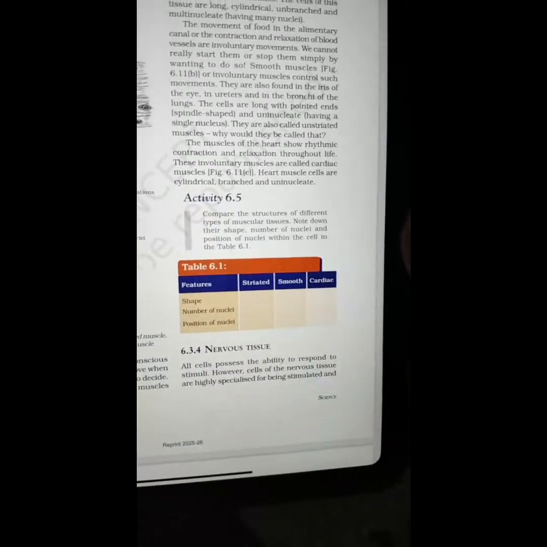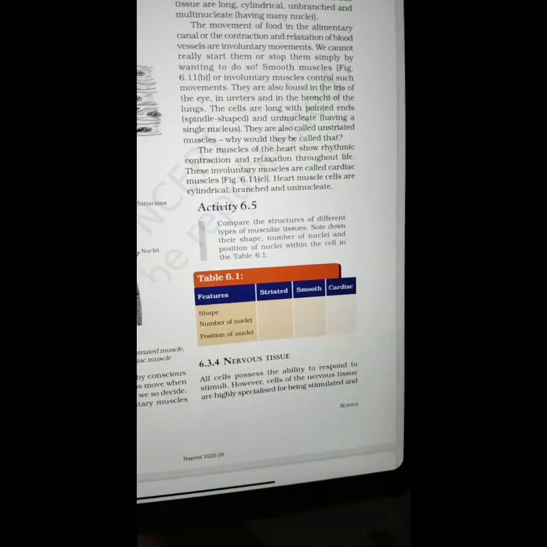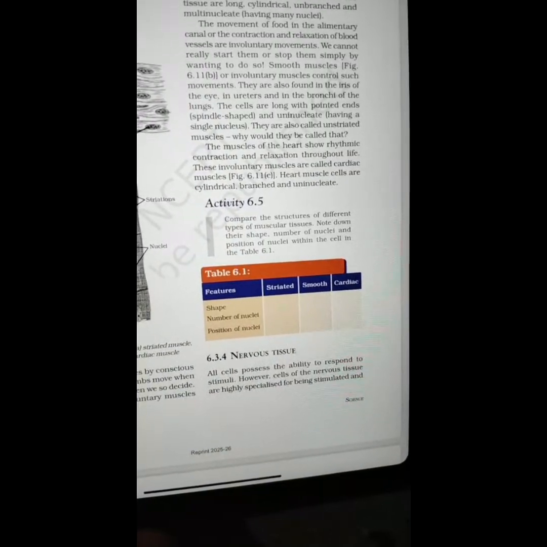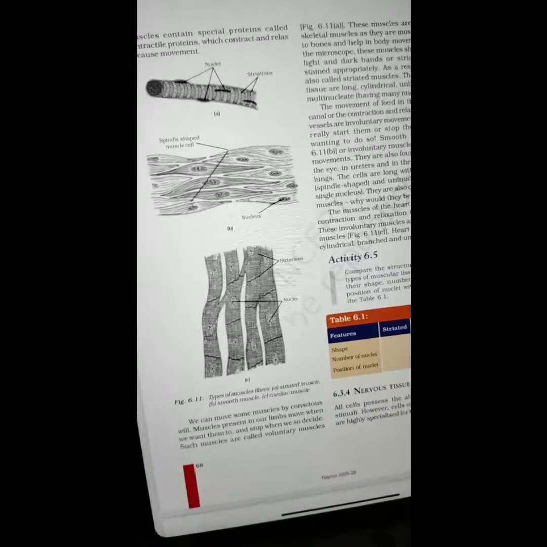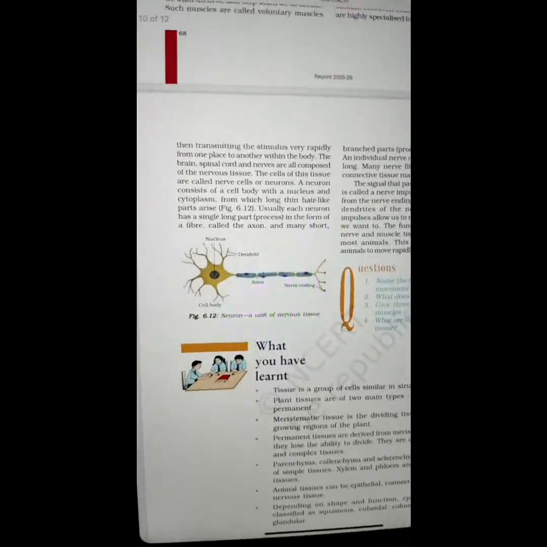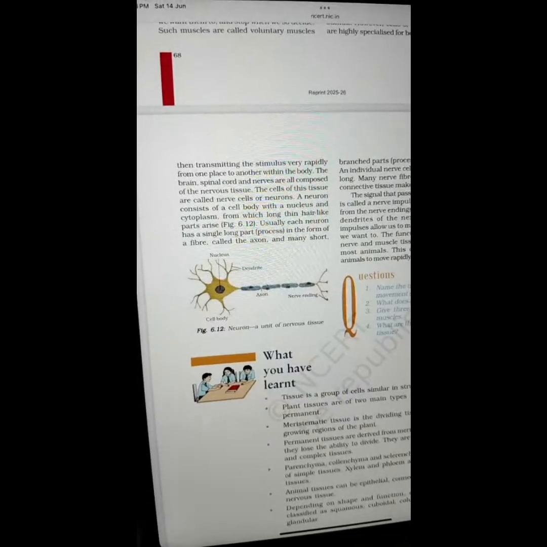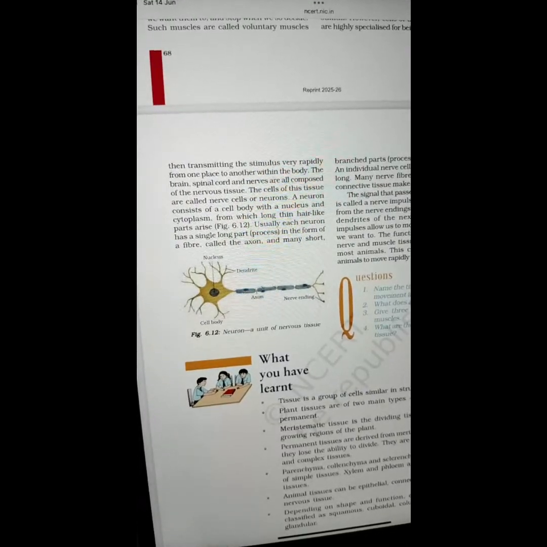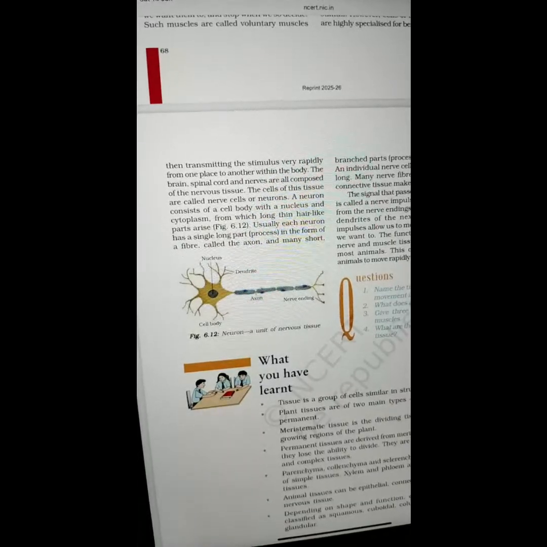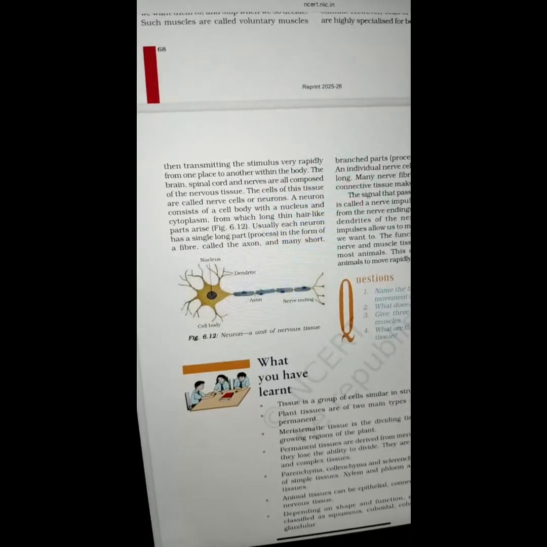Figure 6.3.4, nervous tissue. All cells possess the ability to respond to stimuli. However, the cells of the nervous tissue are highly specialized for being stimulated and then transmitting the stimulus very rapidly from one place to another within the body. The brain, spinal cord, and the nerves are all composed of the nervous tissue. The cells of this tissue are called nerve cells or neurons.